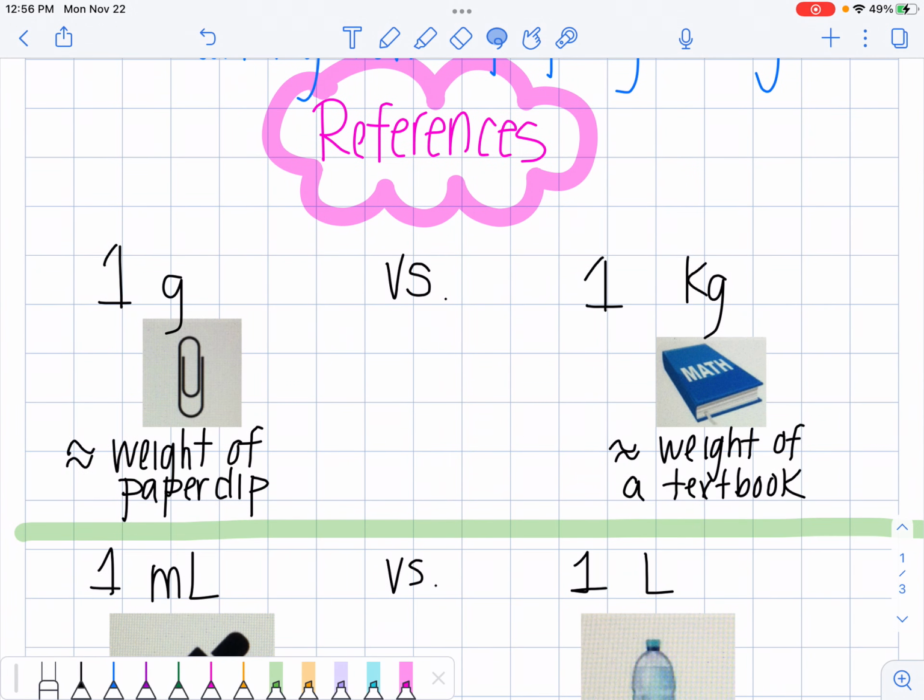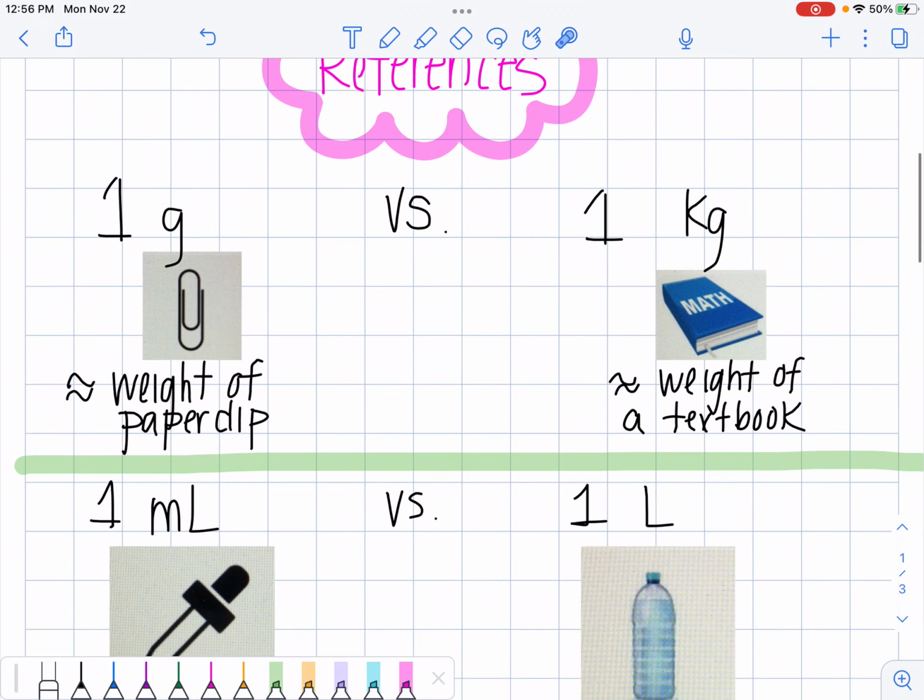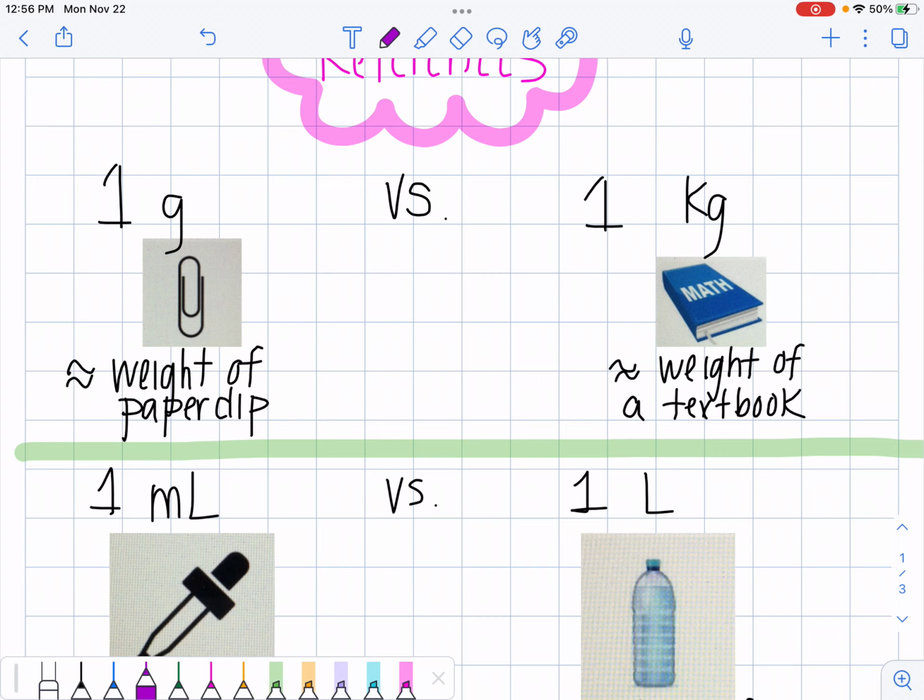Let's talk about these before we do a couple of questions. G stands for grams. One gram weighs about as much as one paperclip, which you can hold in your hand. One kilogram, kg, is the weight of a textbook. You can still hold it in your hand, but it's significantly heavier than one paperclip. That is what we call mass. We use pounds here.